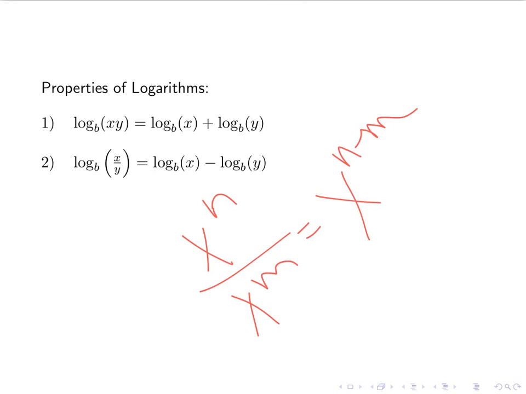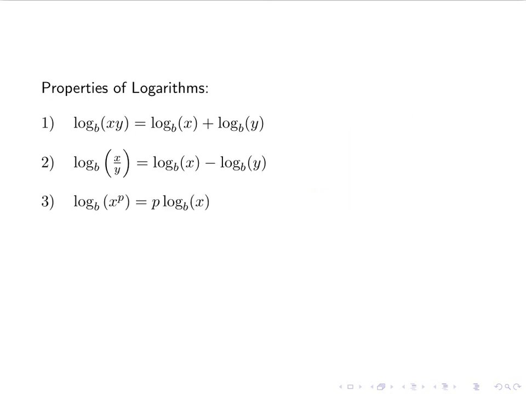And it's backwards from exponentials. I had division outside of the exponentials, became subtraction inside. It's the opposite with logs. Log base b of x to the p equals p times log base b of x. So if I've got an exponential inside of my log, it becomes multiplication outside of it. And again, that's because of this property of exponentials. X to the n to the m equals x to the n times m.